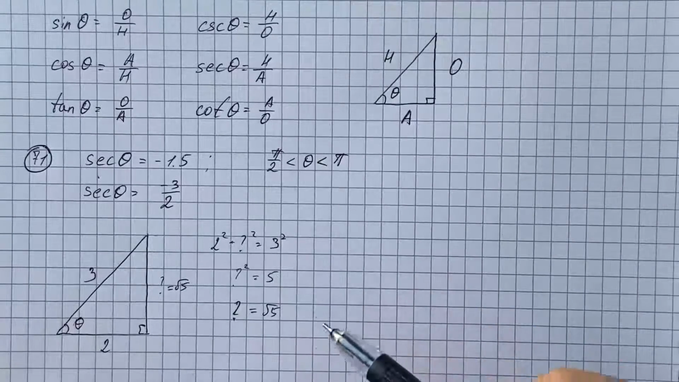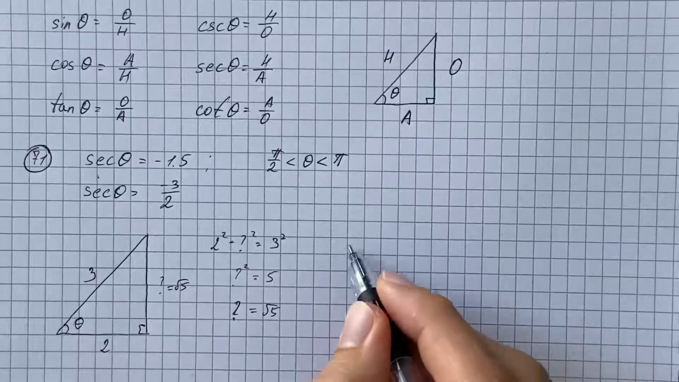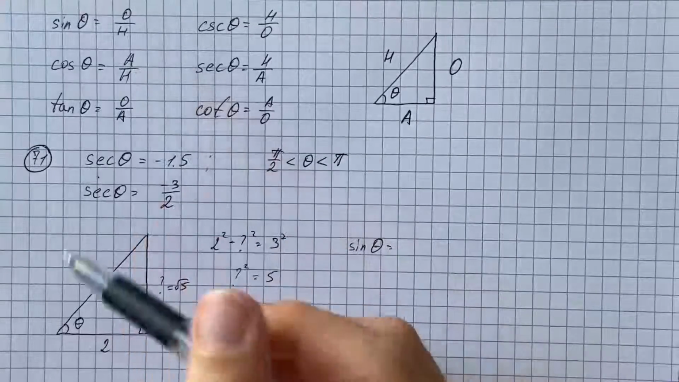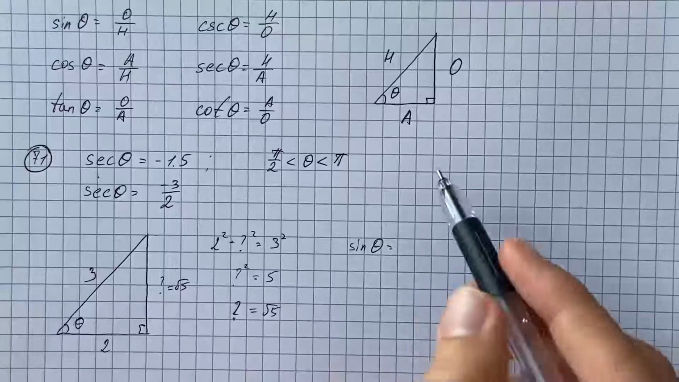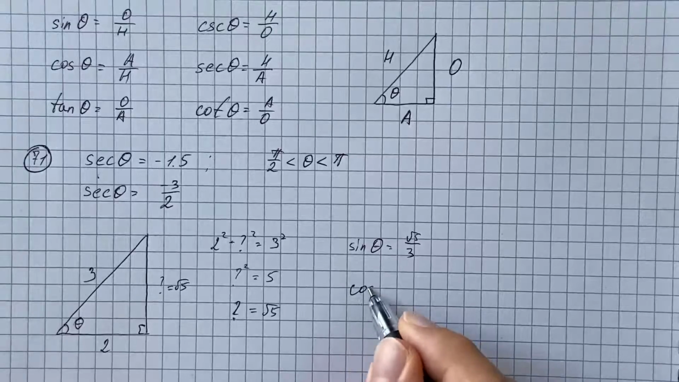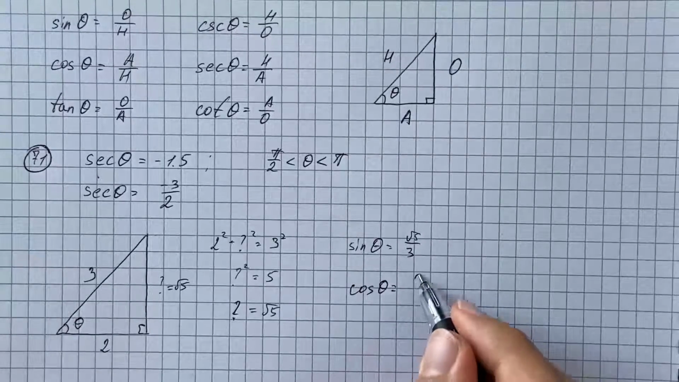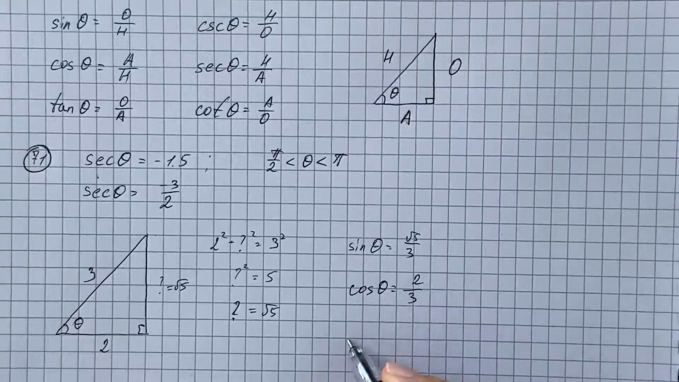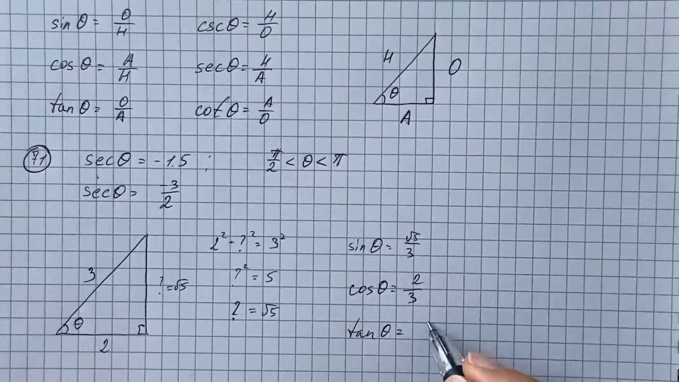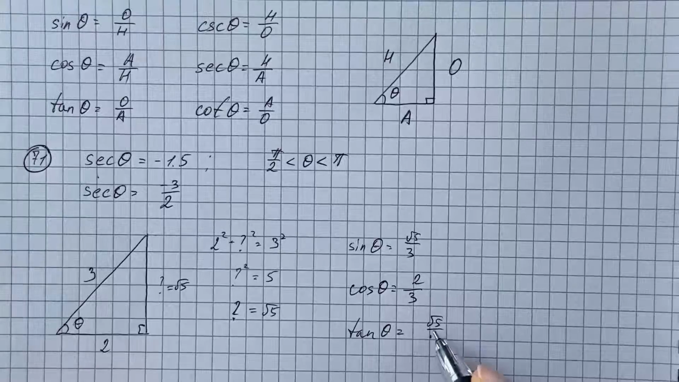So now I'm going to find all trig values, and I'm going to start with sine of theta, which is a ratio of opposite to hypotenuse. So that's going to be square root of 5/3. Then we're going to find cosine of theta, which is going to be adjacent to hypotenuse. Then we're going to find tangent of theta. And we don't worry about signs here yet, but then we're going to find which trig functions are negative or positive. So that's going to be opposite, which is square root of 5/2.